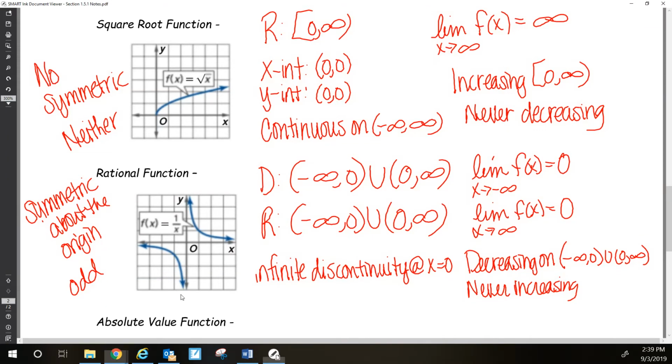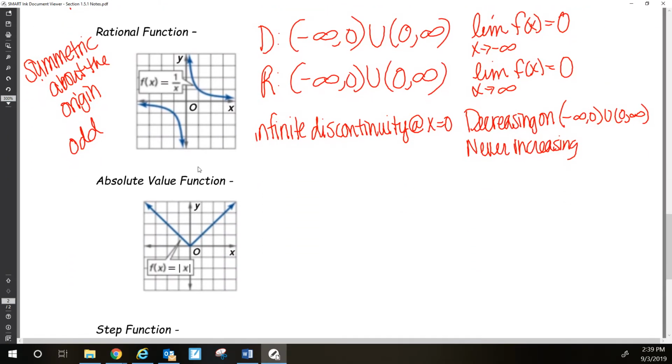All right, PreCalculus, here's section 1.5.1, which just means the first day of section 1.5. So if you want to find it in your textbook, go to section 1.5. We've got two more functions to talk about. One you're familiar with from Algebra 2, the other one's going to be new to you. So let's talk about the absolute value function.